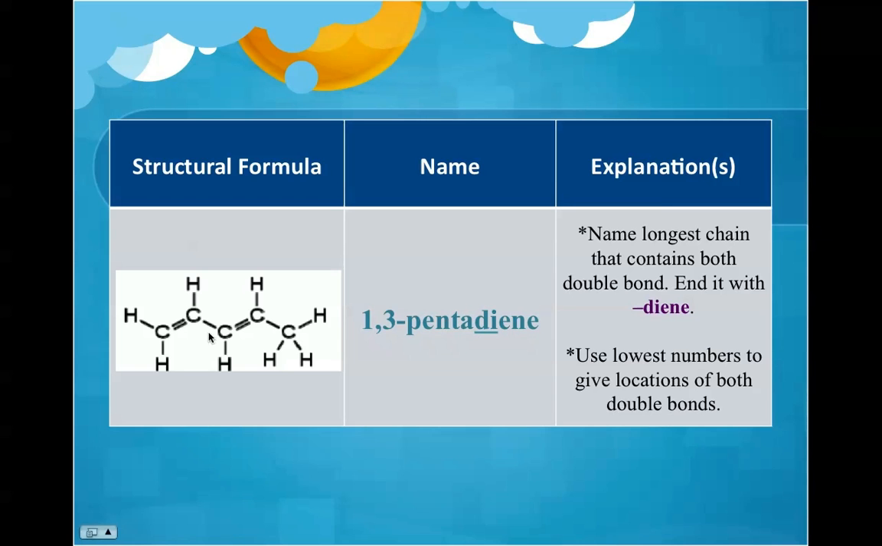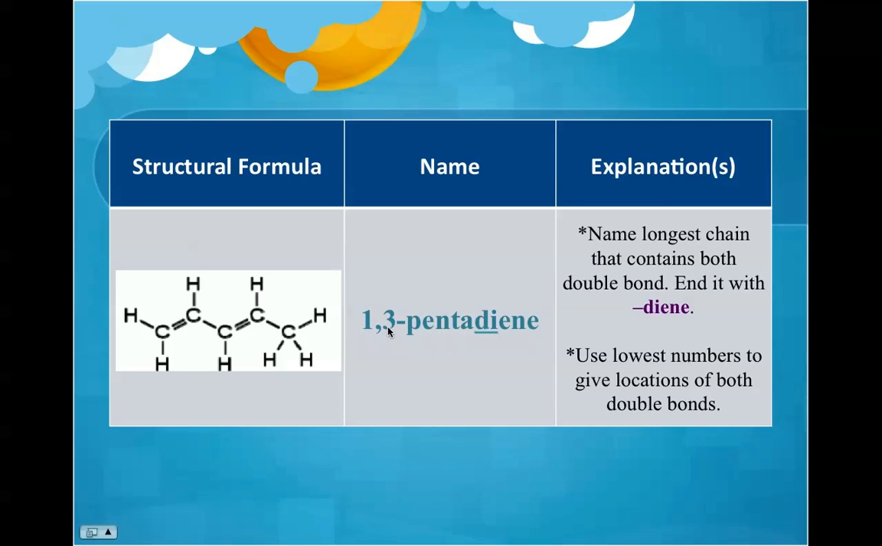Our penta- represents the 5 carbons in our chain. Diene represents that we have 2 double bonds. And then the numbers out in front represent where those double bonds are along my 5 carbon chain. My double bonds are closest to the left-hand side, so I started numbering from the left. My first double bond started on the first carbon, and then I had 1, 2, 3. When I get to the third carbon, my next double bond begins. So the 1, 3 represents the 2 spots where those double bonds are located.